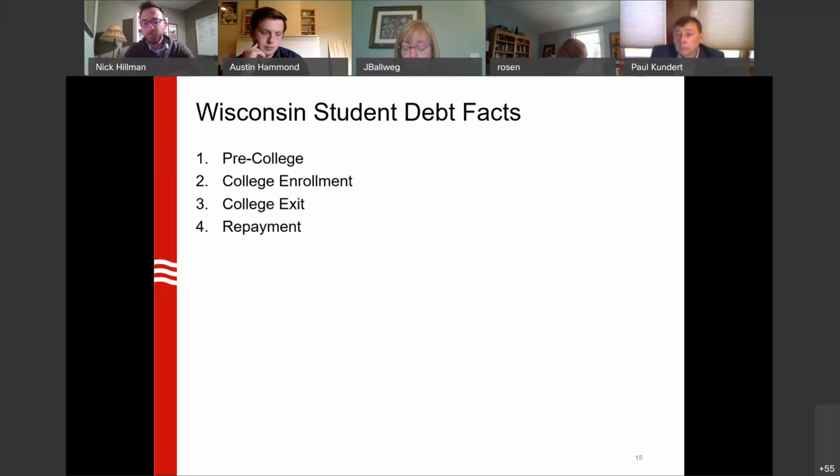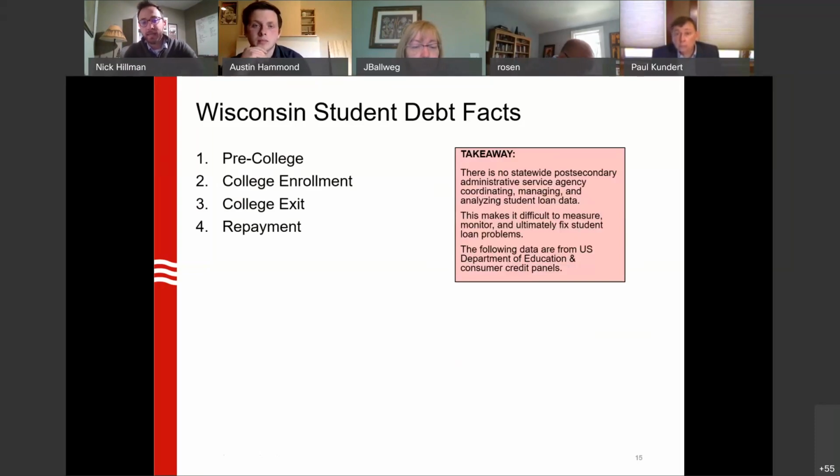We're trying to move the data out of a PowerPoint into interactive Tableau dashboards for the public, but especially for you on the task force here. And so we're trying to make this data be something you can engage with rather than just passively watch. So we're mapping the data over those four red circles we just saw: pre-college, during college, after college, and then repayment.